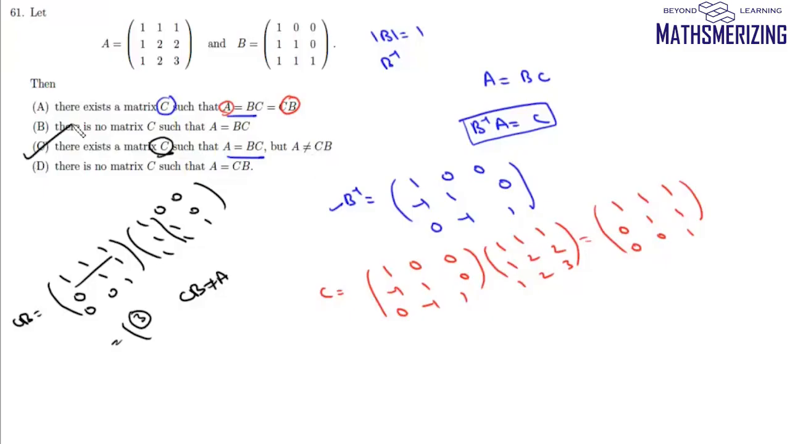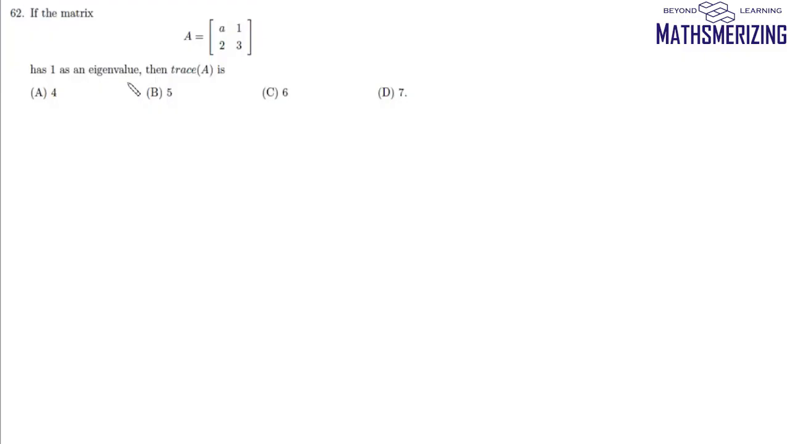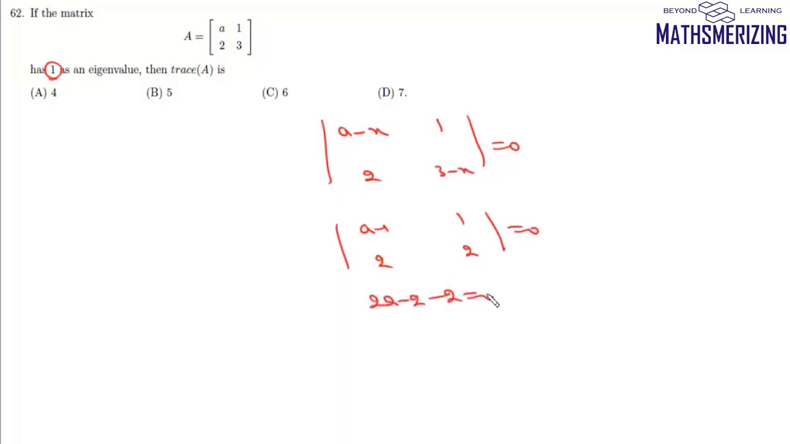Now question number 62 is, if this matrix has 1 as its eigenvalue, then we need to find trace of A. So we know that its characteristic equation will be A minus X, 1, 2 and 3 minus X, it is equal to 0, and one of the solutions of this equation is 1. So we'll get A minus 1, 1, 2 and 2, it must be equal to 0. So we'll get 2A minus 2 minus 2 equals 0. So value of A is simply 2. So if the value of A is 2, we need to find trace of A. So trace of A will be nothing but A plus 3, which is 5, and that's your option number B.